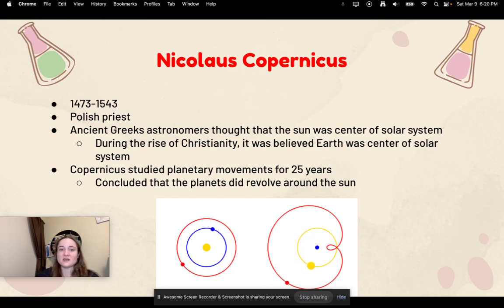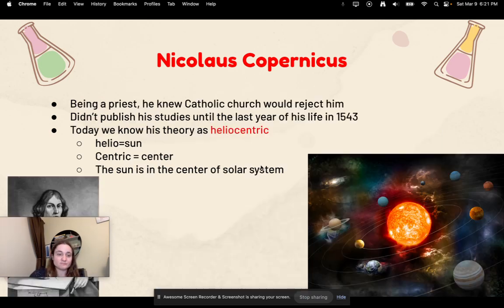Copernicus studied planetary motion for 25 years, and he did conclude that the planets did revolve around the sun. That would be this here, where the yellow is the sun, you've got the Earth in blue, and then Mars in red. The Catholic Church thought that the Earth would be in the center, and the sun goes around the Earth, and then Mars kind of did a loop-de-loop around Earth.